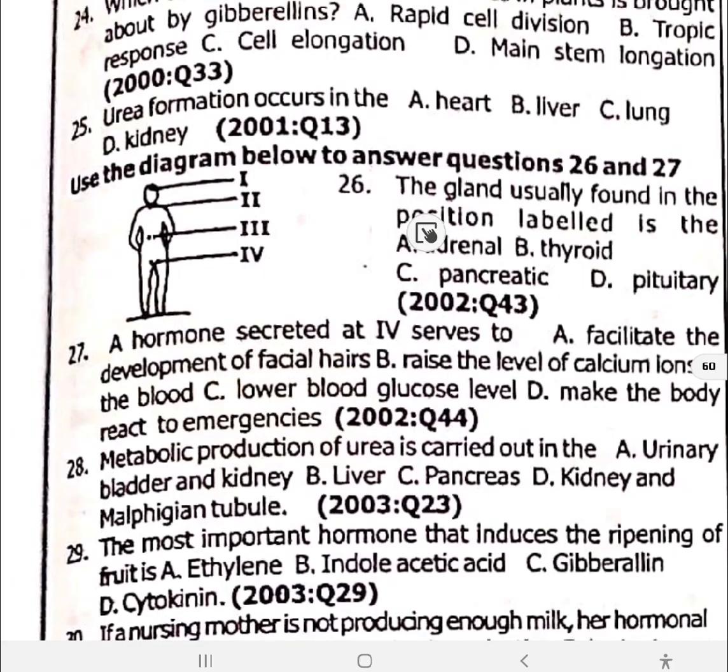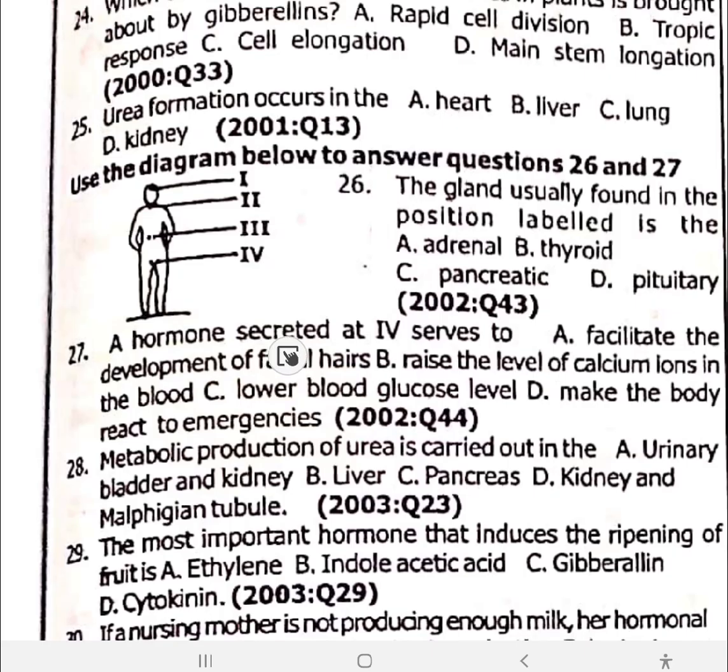26. The gland usually found in a position labeled is, okay, which of the position are we talking about? Because there are a lot of labeled position here. Pituitary gland is labeled I. This one in the head region, pituitary gland. This one in the neck region, thyroid. You have this one, the adrenal and the pancreas. Then this, the gonads. So I is pituitary. You could rewind and jot down. 26 is option D. They are talking about pituitary gland, because labeled in the position I is pituitary gland.